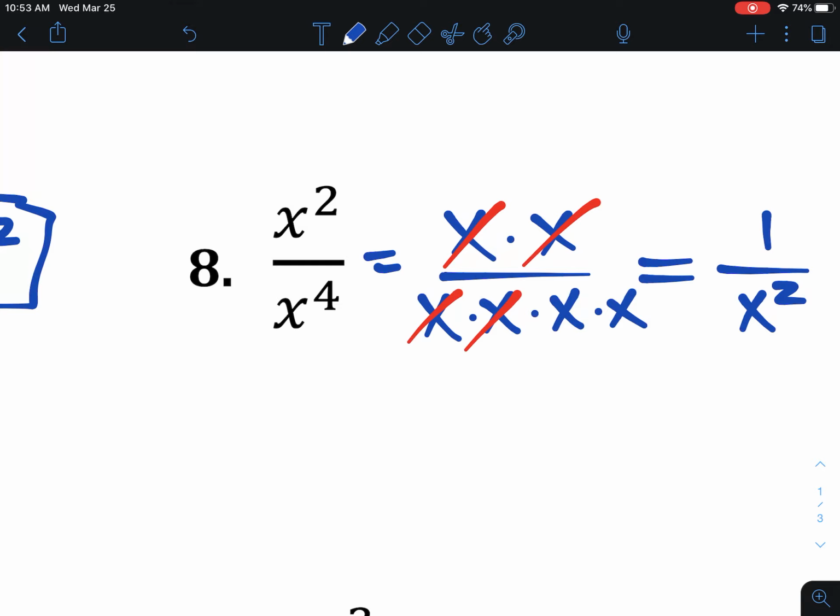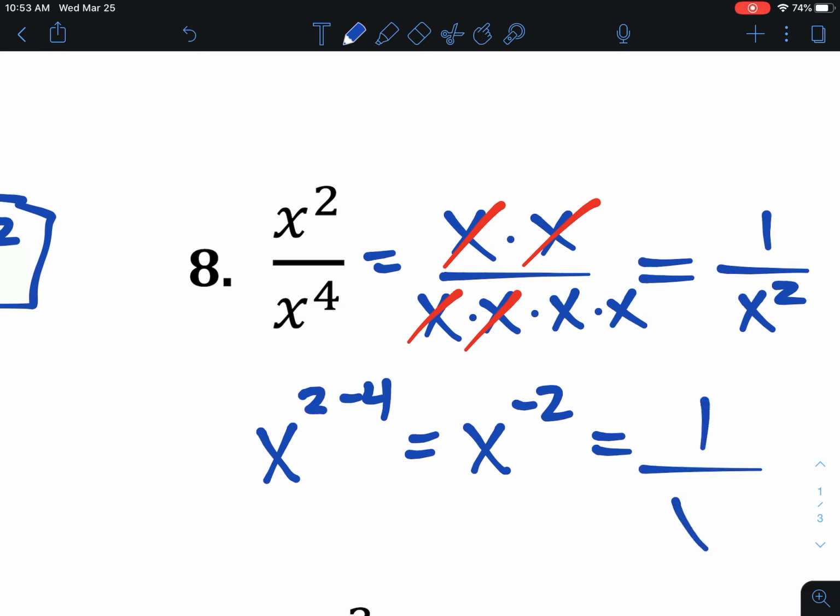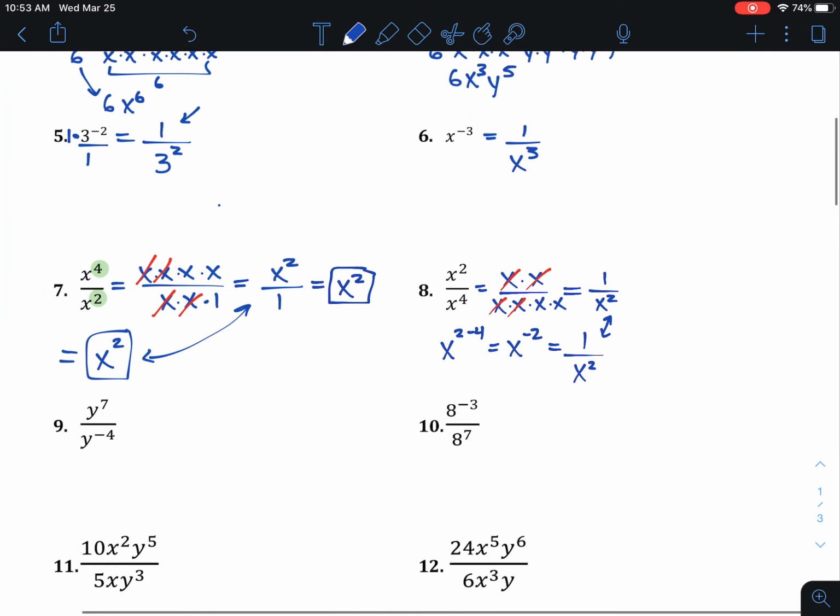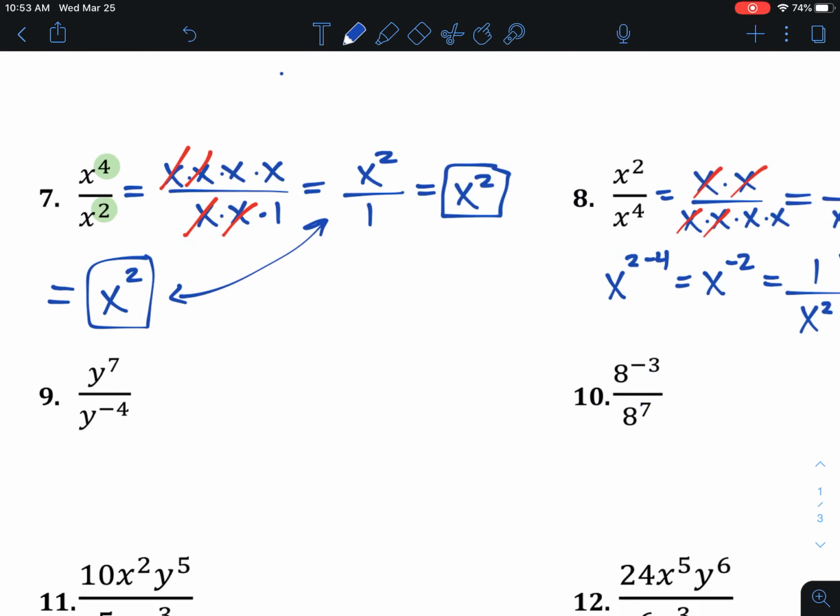Using the shortcut, if you wanted to use the division rule, we keep the base of x, subtract the exponents. That gives you x to the negative 2. But we don't leave it as a negative exponent. We again put it in the bottom and make it positive. So obviously you've got the same thing either way you do it. Whatever way makes more sense to you, stick with it.